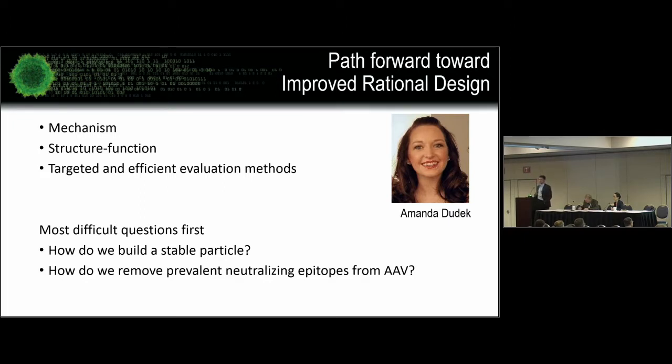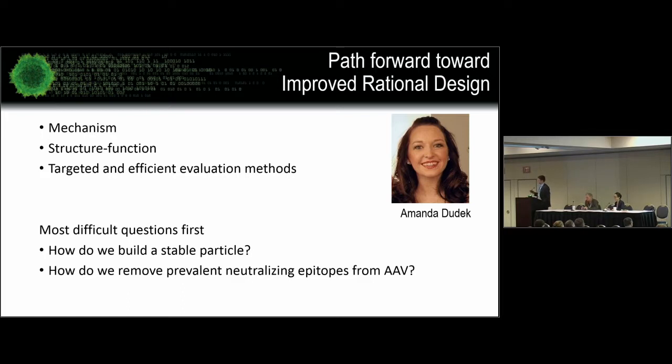Well, we would like to leverage more mechanism, and that means that we have to understand more mechanism. Related to that, we have to understand structure function. We don't just need the structure, we actually need the functional consequences of structural perturbations. And then we need targeted and efficient evaluation methods. One of the efforts that I can go into depth about is Amanda Dudek, who's a student in the lab, and who, by the way, is looking for a postdoc. She has had several very nice posters here, trying to get more of the natural biology established in terms of, for example, receptor entry and trafficking mechanisms.